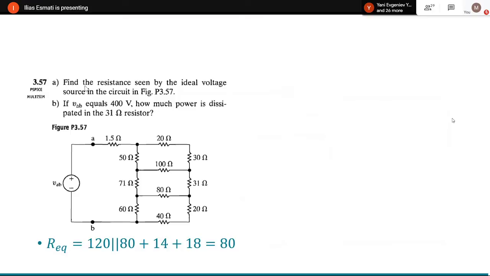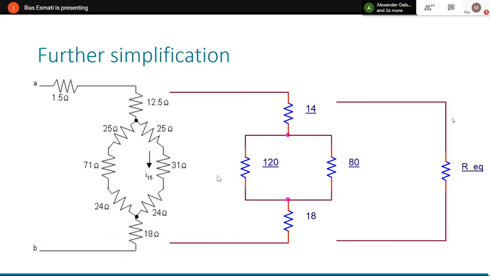So in order to find the resistance seen by the ideal voltage source in the circuit, we need to do all those crazy simplifications. And then we found what? We found one resistor. And what is the value? I calculated here.